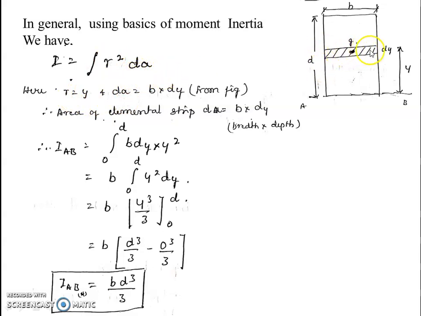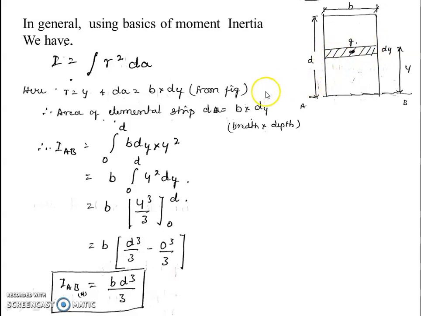And dA is the area of the strip. Area of the strip is nothing but width multiplied by breadth. Here the strip depth is dy, and the strip breadth is b. So the elemental area dA is b into dy. You can see from the figure that the area of this strip is b into dy.